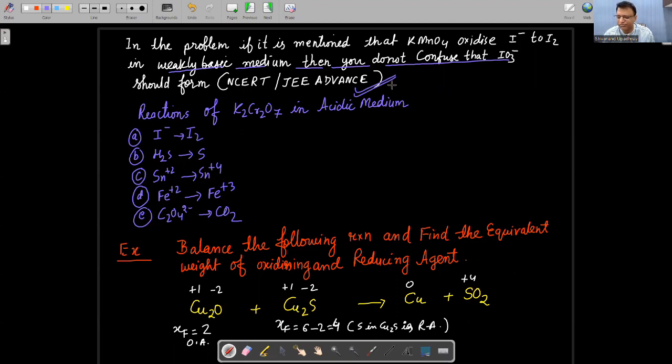Many of the students get confused because they know both, that in weakly basic medium it is converted into IO3-, and this question is given in your NCERT, where, while balancing, they are saying that the product is I2, balance the reaction. So don't confuse it.